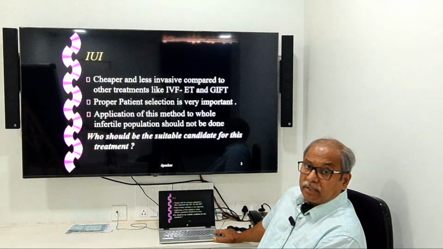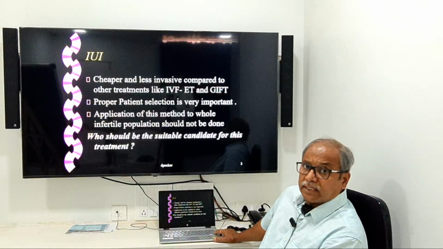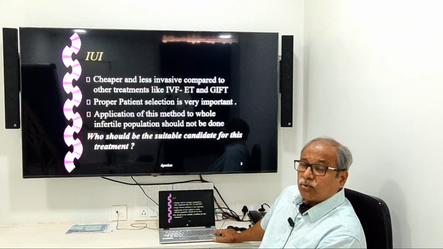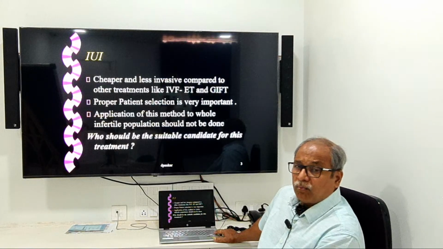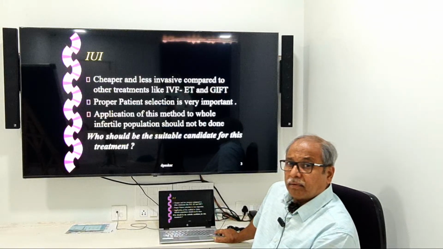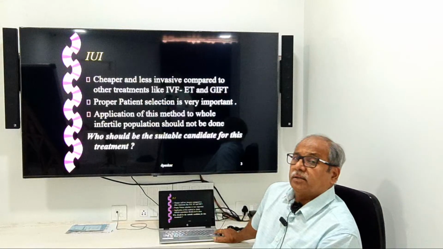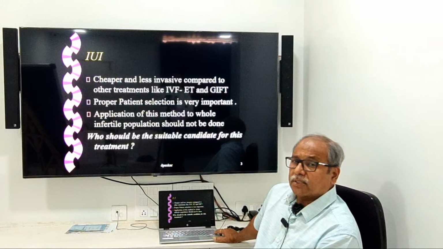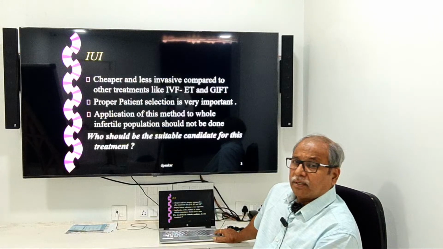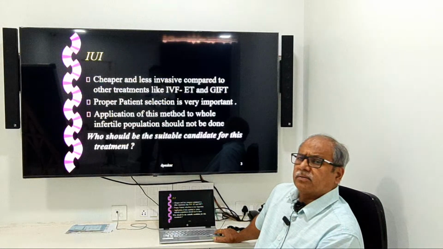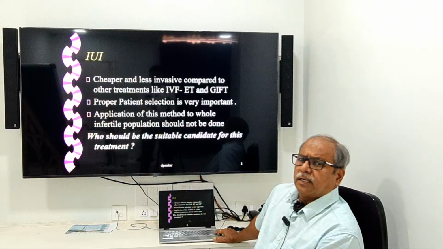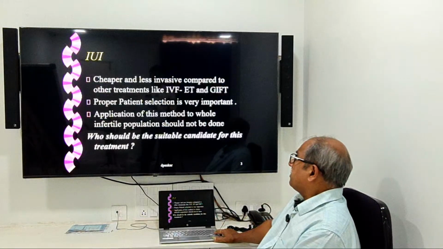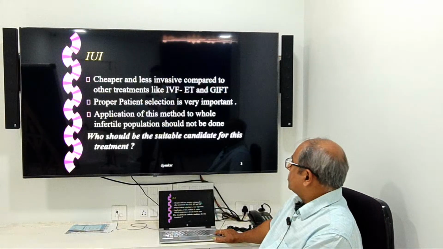Proper patient selection is very important. This is very important for IUI patient selection: why, when, and to whom we give this IUI service. Before going for IUI, how much investigation is to be done? It is better to find out the reason behind the infertility. Is there any problem in the uterus, problem in the tube, problem in the sperm? If you feel it is idiopathic, then you can try 3 cycles of IUI as a primary treatment. This method should not be applied to the whole infertile population.